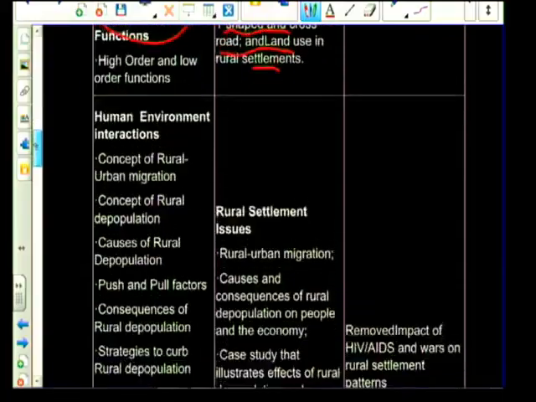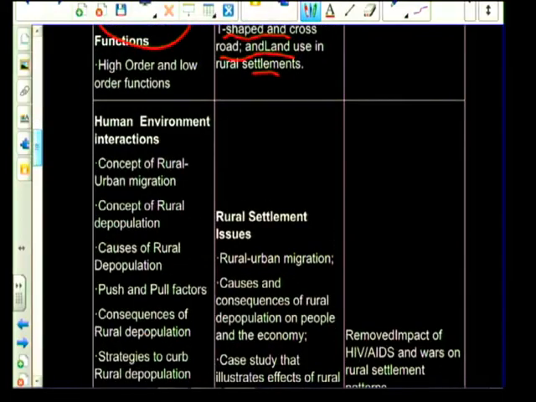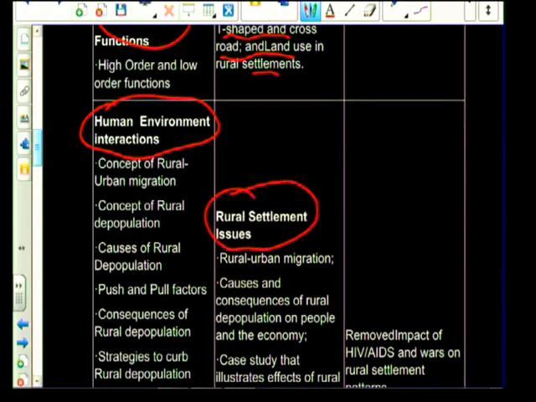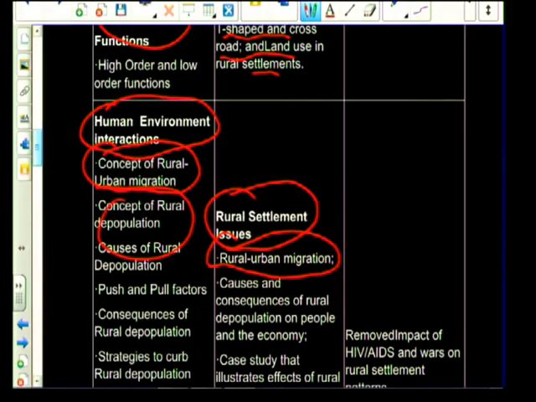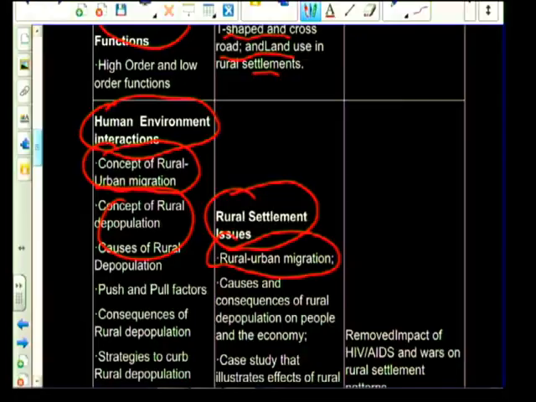Okay? We look at the next one, human environment interactions. Okay, that's the heading here. Don't be confused. It talks about rural settlement issues. It's both the same thing, just different terminology is being used. Because if you look at it again, learners, once again, you've got rural-urban migration. The concept of rural depopulation, okay? And as your teachers told you in the past, rural-urban migration is one aspect of rural depopulation. You're looking at it in this aspect also.